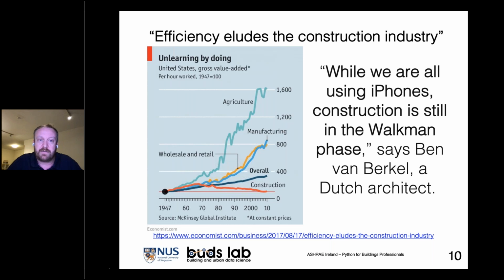If you look at this graph on the left, you'll see construction is the red line that shows value added per hour worked, which has actually gone down since the late 60s. Whereas agriculture, manufacturing, and retail have grown almost exponentially in productivity, mostly due to technology and innovation. And so there's a nice quote here: while we're all using iPhones, the construction industry is in the Walkman phase. I love using this quote with my students because none of them have a clue what a Walkman is, but some of you probably do. It's an old school cassette player.